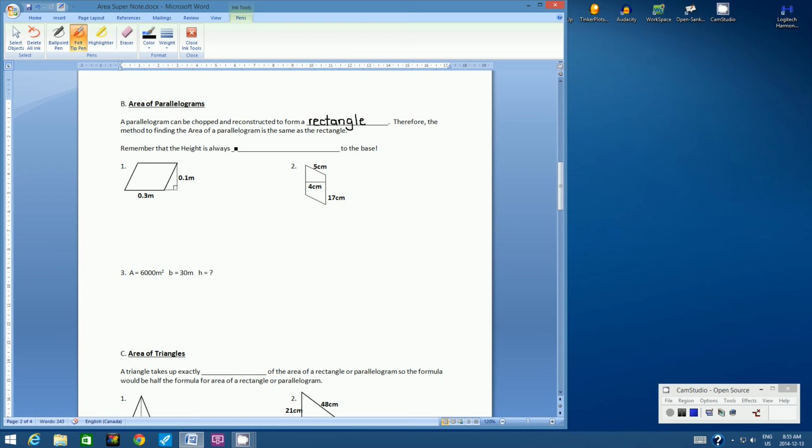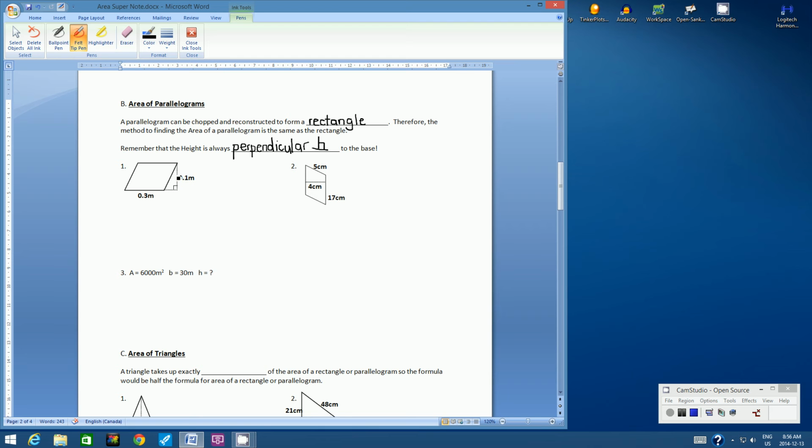So let's see if you remember how to spell that word. Perpendicular. Now in geometry, we have a symbol to show perpendicular, and it looks like this. It has that little square to signify a right angle. Remember that the height is always perpendicular to the base. So let's see what that means.